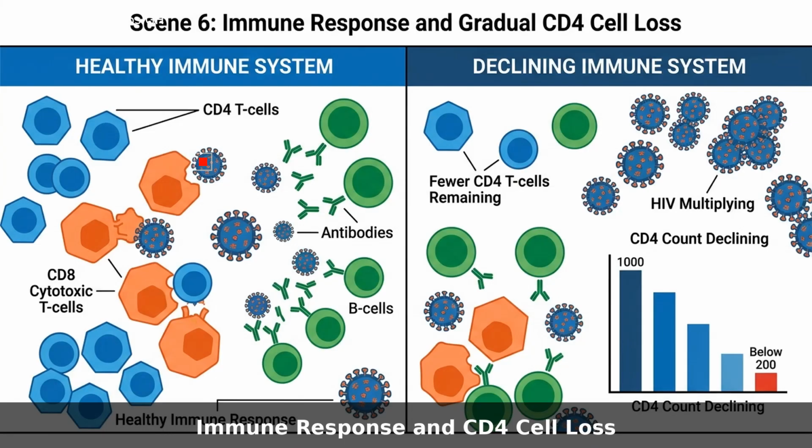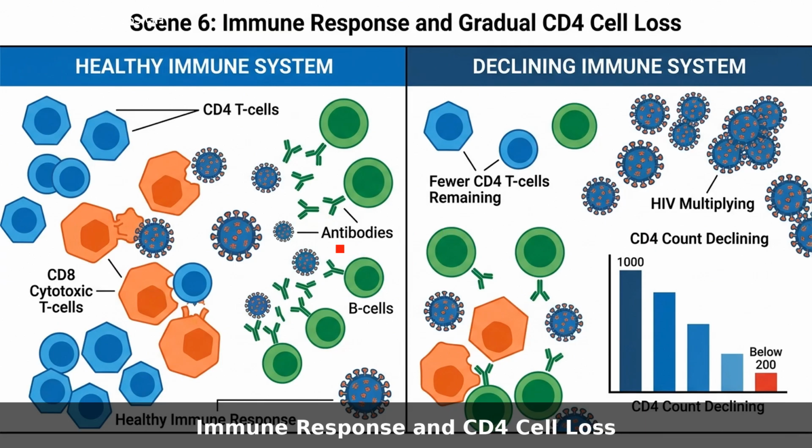Many people enter a stage called clinical latency, also known as chronic HIV infection. During this period, the virus continues to replicate, CD4 cells slowly decline, and the person may have few or no symptoms. Without treatment, this stage can last several years while the immune system continues to weaken. If HIV is not treated, CD4 cell counts continue to fall. When the immune system becomes severely damaged, the person develops acquired immunodeficiency syndrome, AIDS.